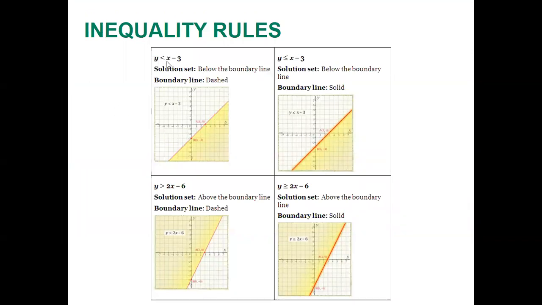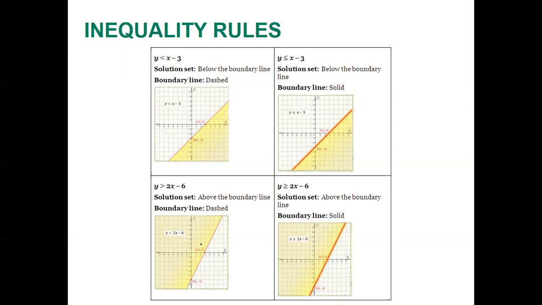If you have y is less than x minus 3, that means that you're shading below the line, right? Below the boundary line. And your boundary line is dashed. And that's because it's less than, right? If you have y is less than or equal to, you're still shading, but what changes about your boundary line? It's a solid boundary line. Do you remember that? Okay.